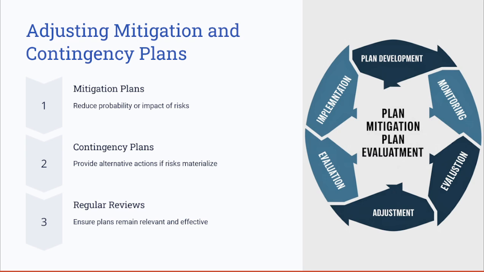Let's start with adjusting the mitigation and contingency plans as part of monitoring the risks and adjusting the risk responses. Adjusting mitigation and contingency plans is essential to keep the risk responses aligned with the project environment. The mitigation plans here could reduce the probability or the impact of the risks, and the contingency plan provides an alternative action if the risks materialize.